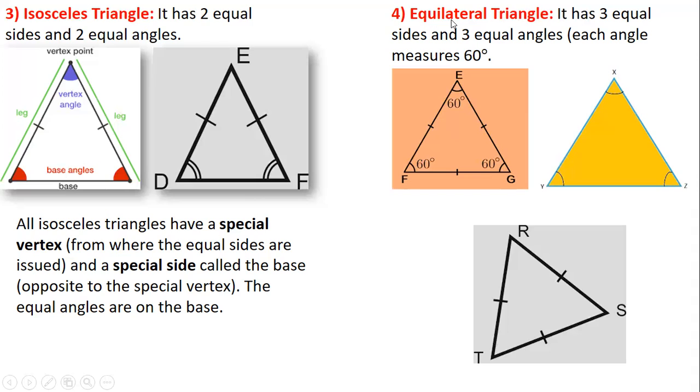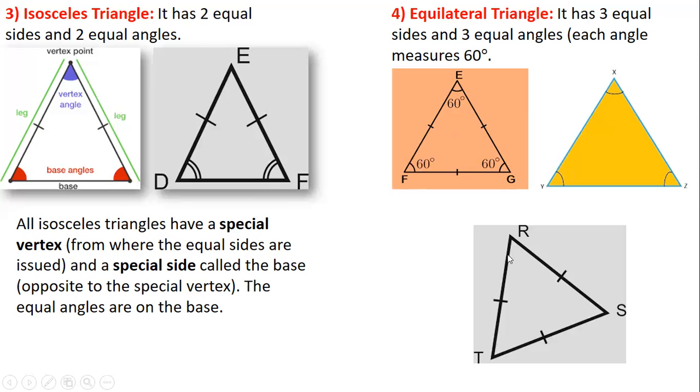Now, number 4, the equilateral triangle. It has 3 equal sides and 3 equal angles. So in any equilateral triangle, the 3 sides are equal and the 3 angles are equal. For example, if EF is equal to 4 centimeters, then EG will be 4 centimeters and FG will be 4 centimeters. Each angle in an equilateral triangle is equal to 60 degrees since they are all equal. So if we add 60 degrees plus 60 degrees plus 60 degrees, their sum will be 180 degrees.